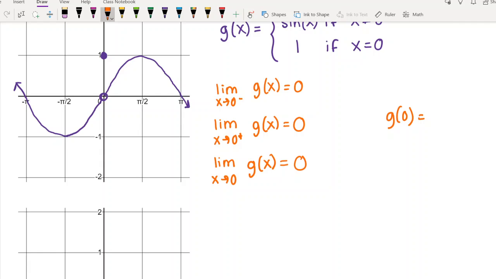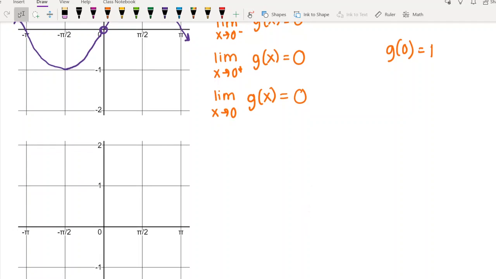However, g of 0 is not equal to 0, right? If you look at what actually happens when x equals 0, the output is 1. And so g of 0 is equal to 1. So again, just to say it again, because this is like the most important thing I think to understand about limits, is that limits don't care about what's happening at the number that you're looking at. They only think about what's happening close by. And so even though g of 0 equals 1, that has no influence on what the limits are, because the limits are just thinking about, other than at that point, where is the graph heading?